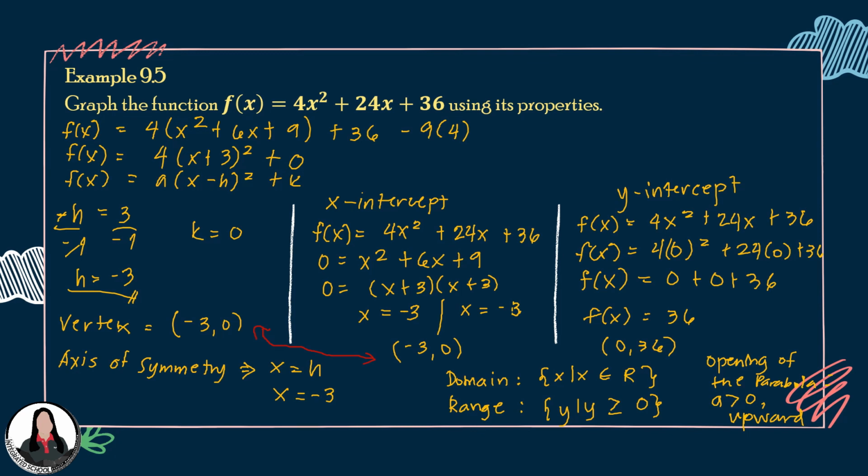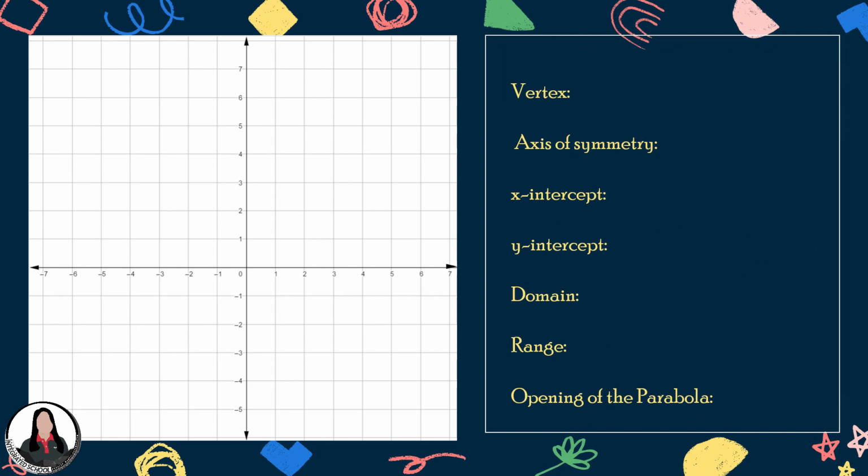Let us now proceed in graphing. Okay, so let us proceed in graphing. So for the vertex or the properties, let me just rewrite it here, yung mga nakuha natin kanina. So we have negative 3, 0.